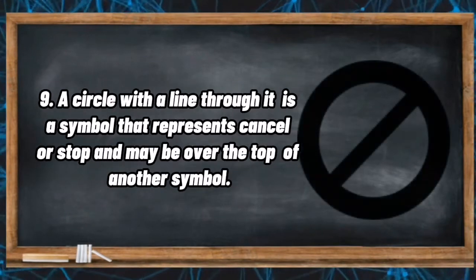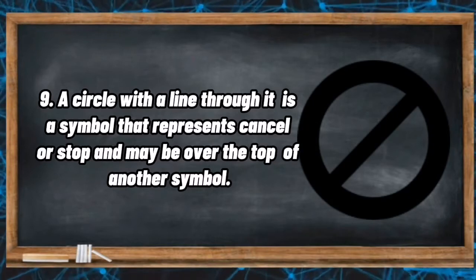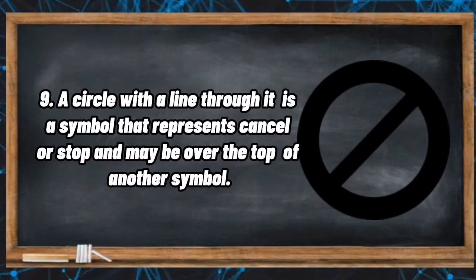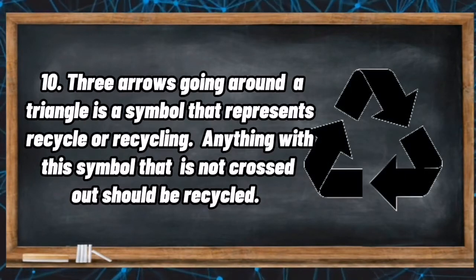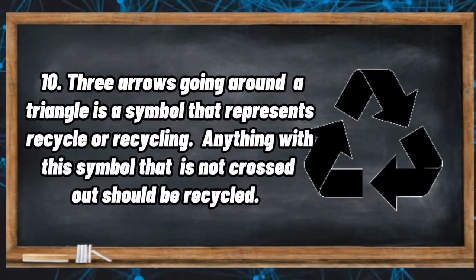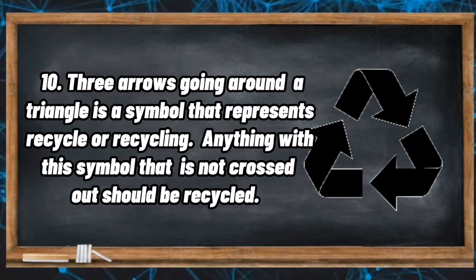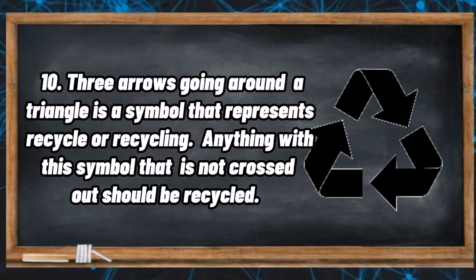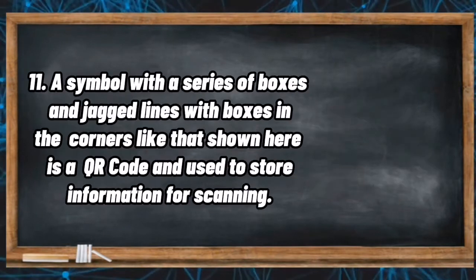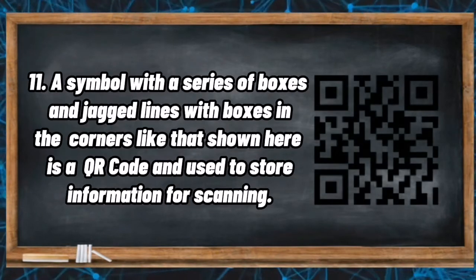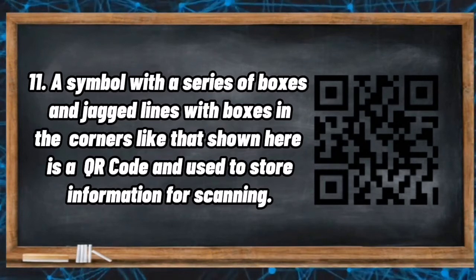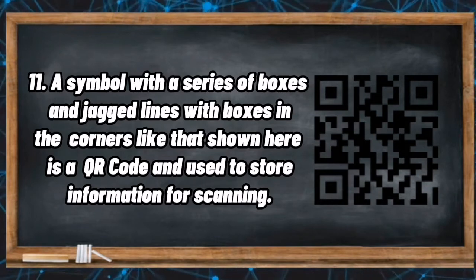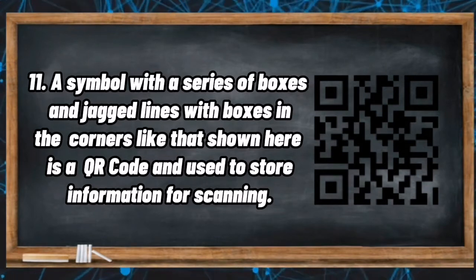A circle with a line through it is a symbol that represents cancel or stop, and may be over the top of another symbol. Three arrows going around in a triangle is a symbol that represents recycle or recycling. Anything with this symbol that is not crossed out should be recycled. A symbol with a series of boxes and jagged lines with boxes in the corners, like the one shown here, is a QR code, and it is used to store information for scanning.